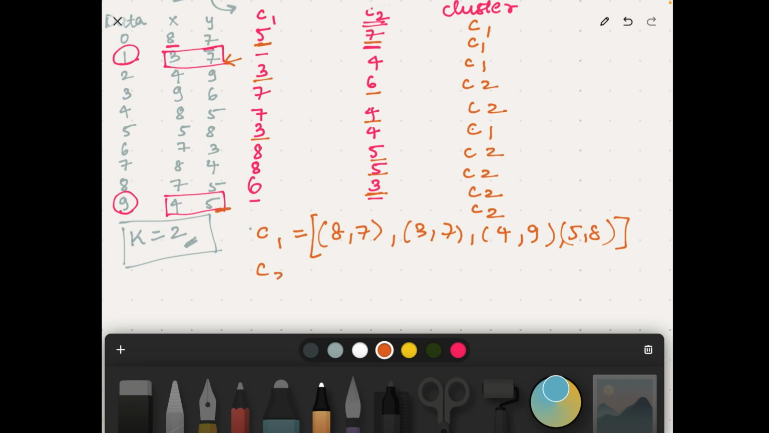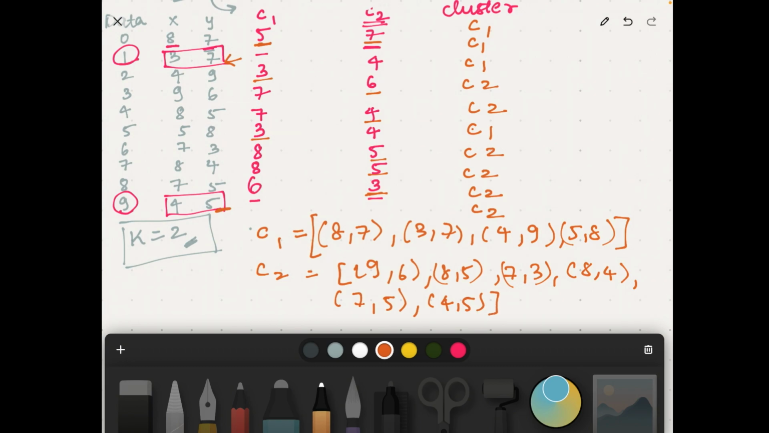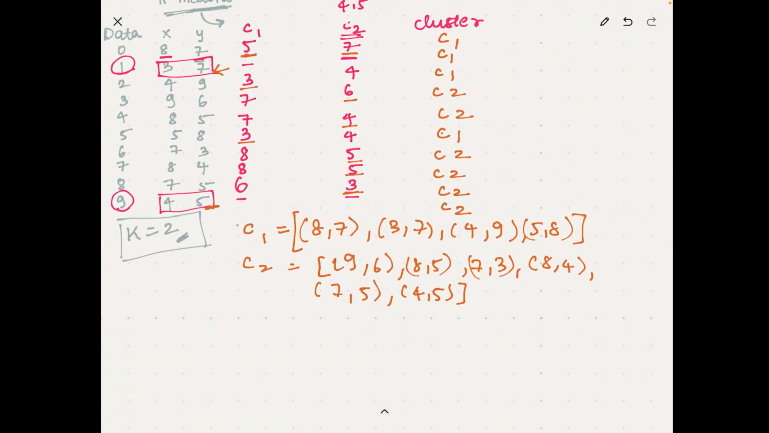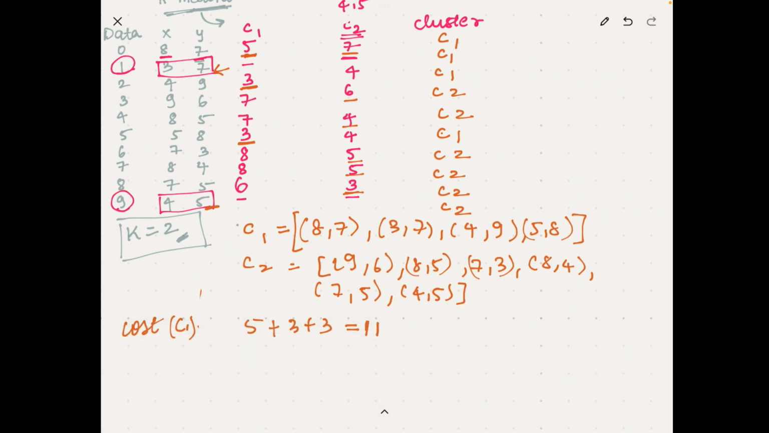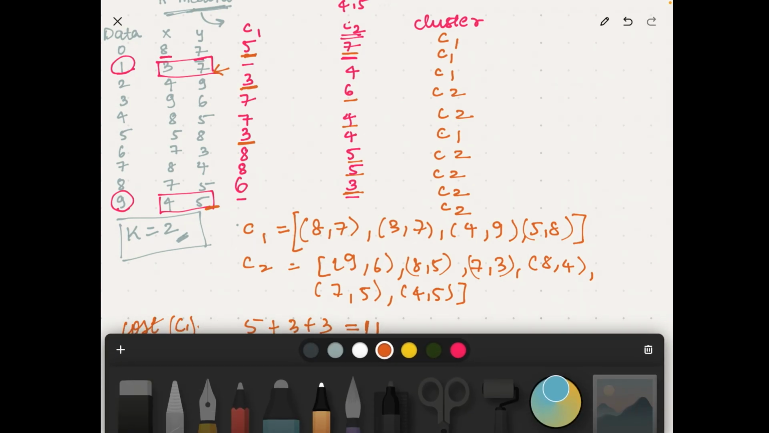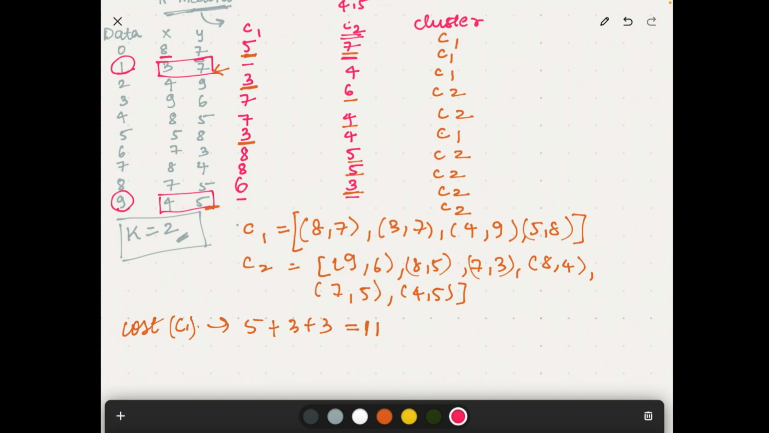The remaining data points are going to be in the cluster C2. So now what we have to do is find their costs. The cost is going to be the individual costs for all of the terms in C1. So that is 5 plus 3 plus 3. This gives us 11, right? This is the cost of C1.